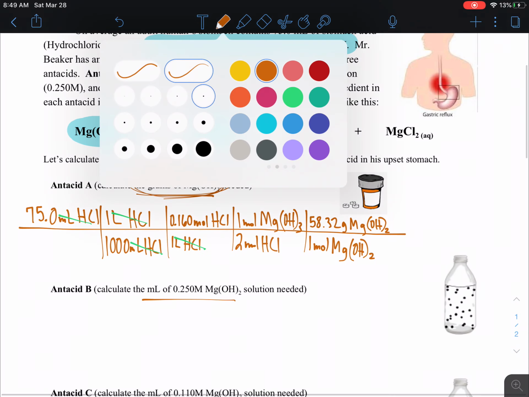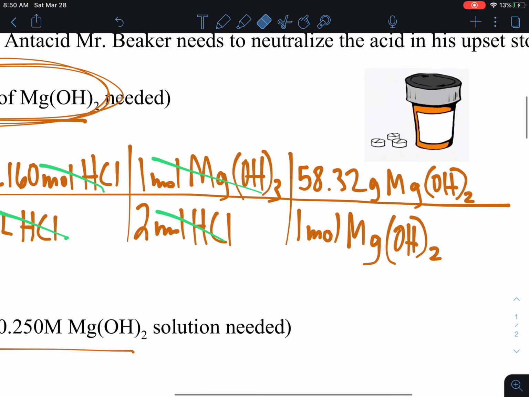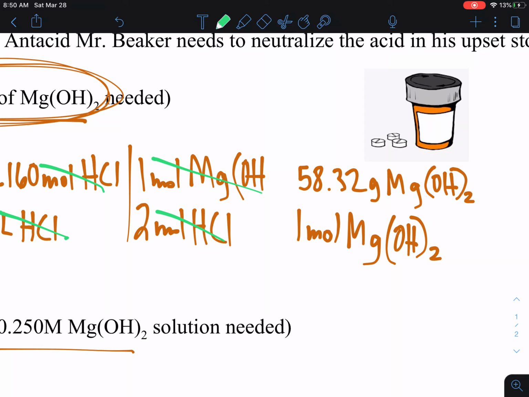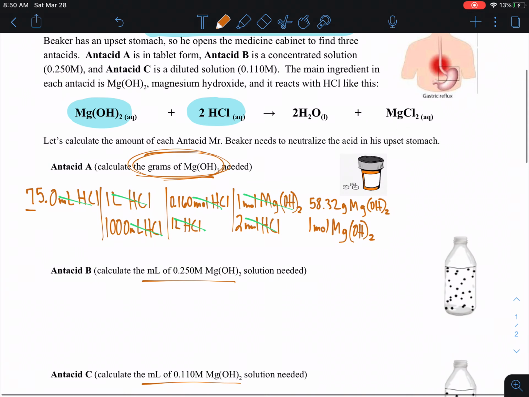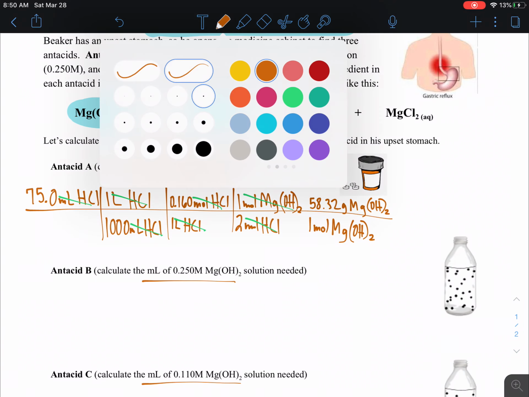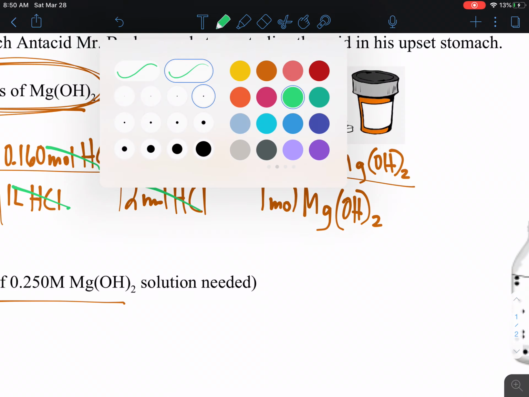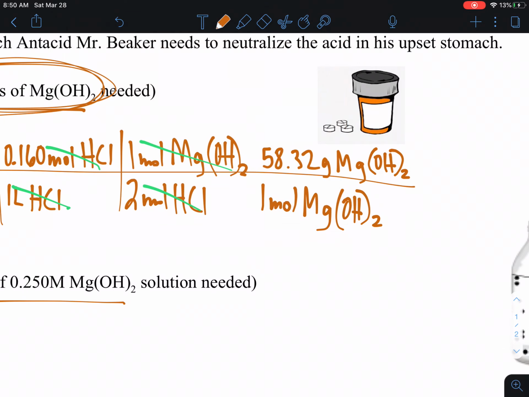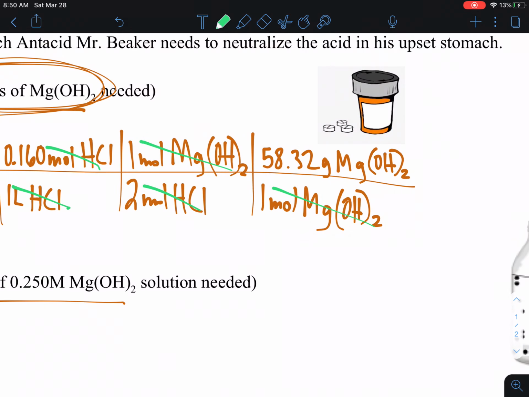Okay, so now we have moles of acid cancel, moles of... oh my goodness. I hope you caught that before I did. Magnesium hydroxide would have a 2. I think I was a little distracted. Okay. And then we would have moles canceling and then finally end up with grams.